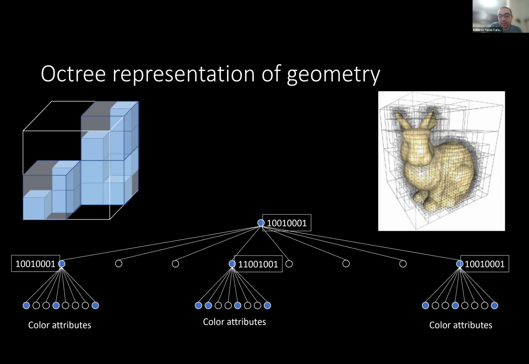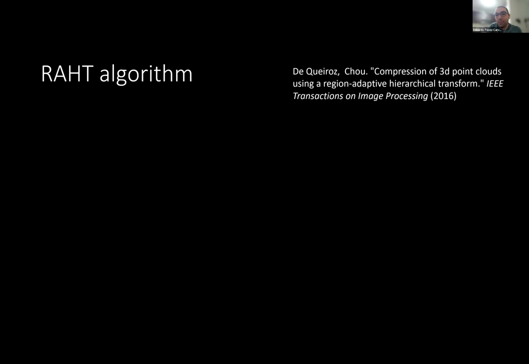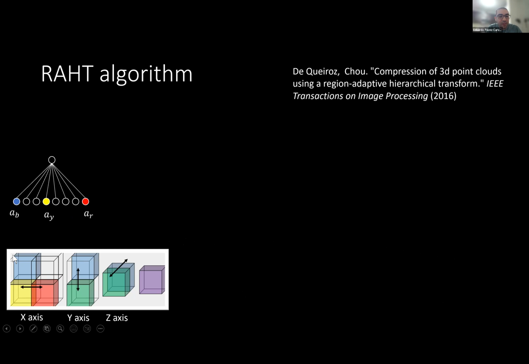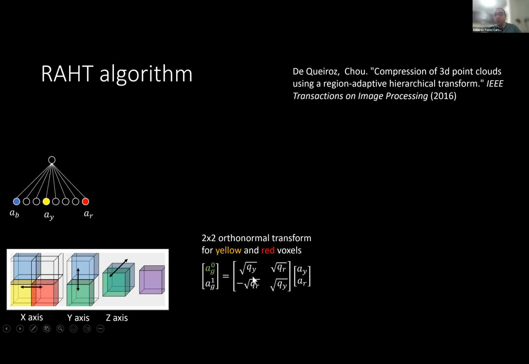Okay. The way this transform works is that it computes the full octree and organizes the points in the terminal nodes of the octree. Let's say you have three points with three attributes: a blue attribute, a yellow attribute, and a red attribute. This can be represented by a cube with 8 small subcubes. What this transform does is it takes this cube and processes along the X, Y, and Z directions. Let's say you start with the yellow and red because they're neighbors along the X axis. You can apply a 2 by 2 orthogonal transform that combines these yellow and red voxels. You apply this 2 by 2 transform to the yellow and red attributes, and you get a green low pass coefficient and a green high pass coefficient. Then you squeeze along the x-axis, as shown in this picture.